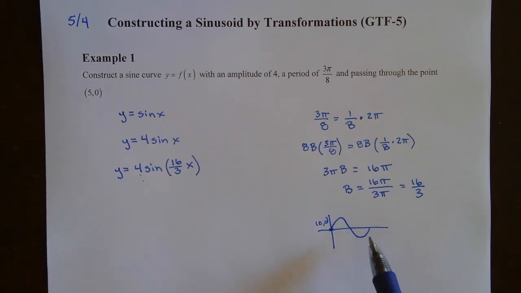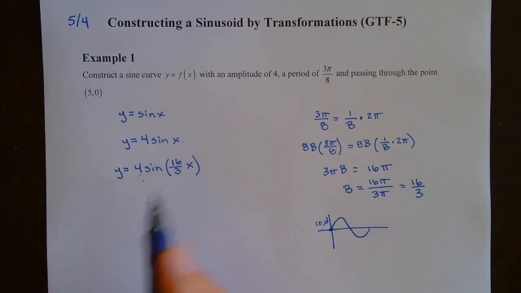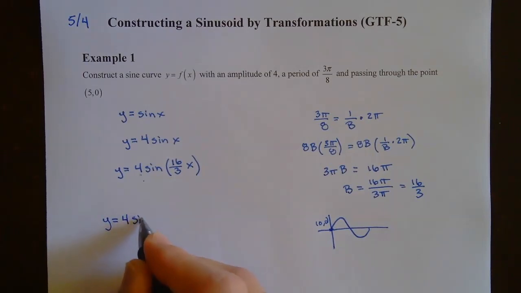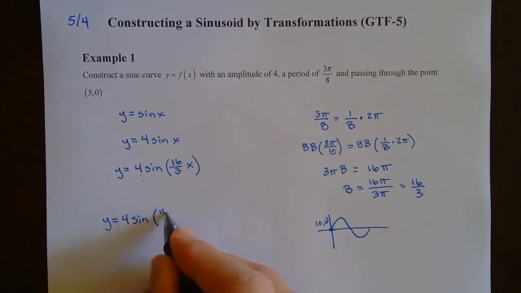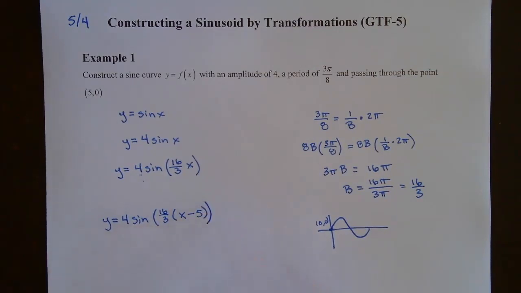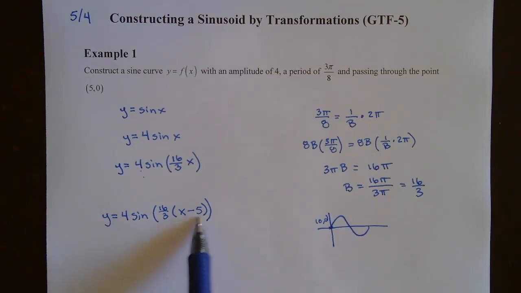Well, how do I shift to the right 5, or translate right 5? I need to take 5 away from the x, not from 16 thirds x, but just from x. So then that would become y equals 4 sine of 16 thirds times, and then we open a parenthesis, x minus 5, close the parenthesis. So the 4 is going to cause an amplitude of 4. The 16 thirds will cause the function to have a period of 3 pi over 8, and the x minus 5 will cause it to shift right 5 and go through that point right there.